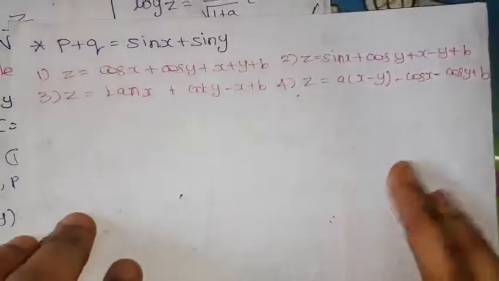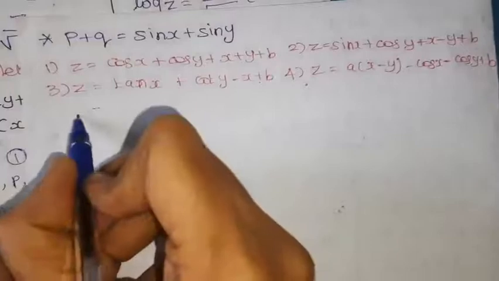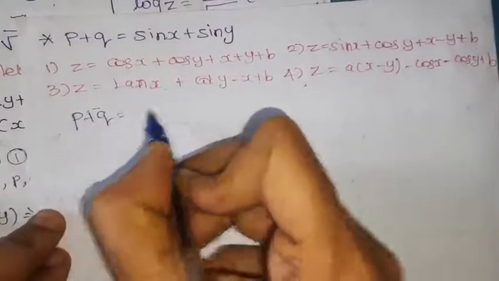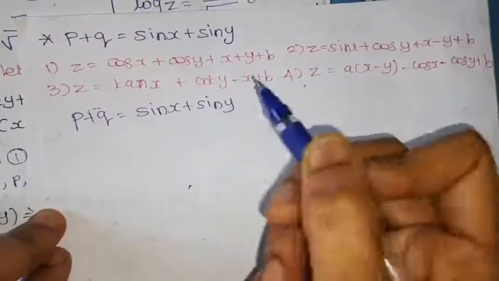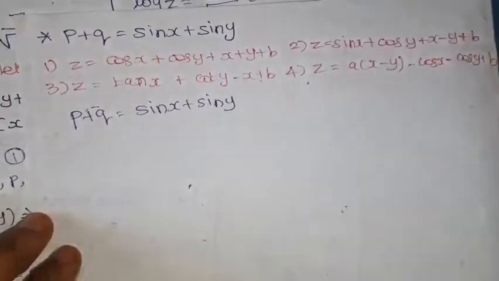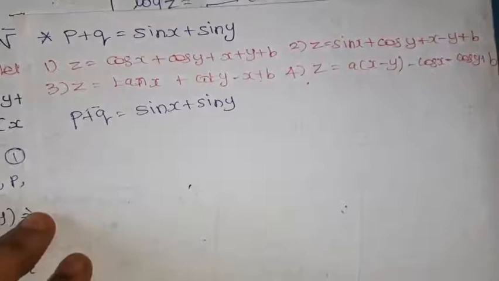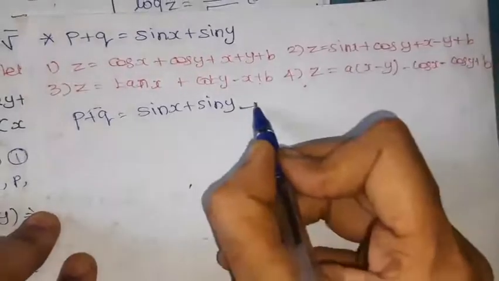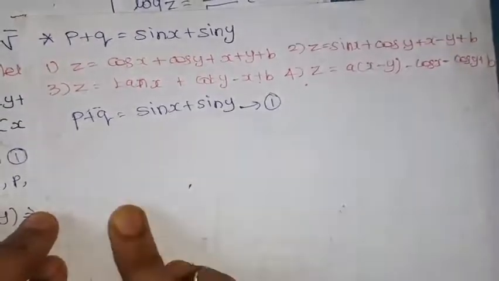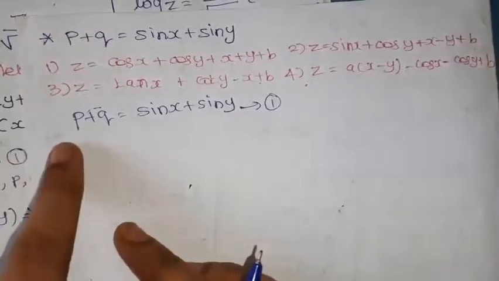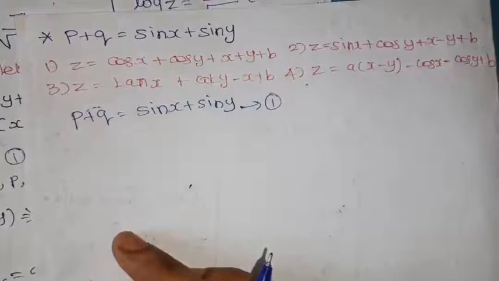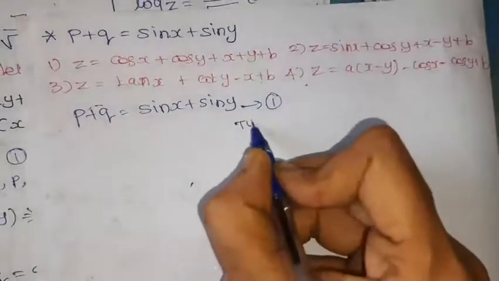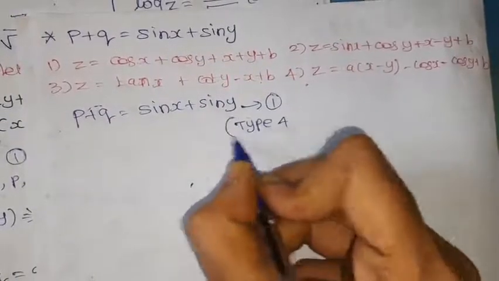This one: p plus q equal to sin x plus sin y. So what is the given equation? p plus q equal to sin x plus sin y. We need to find the complete integral for this. So first we need to identify the type. Say it is equation 1. It is a function of p, q, x, y, so it is type 4.